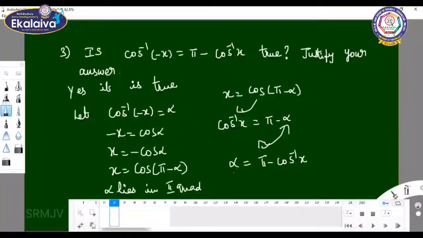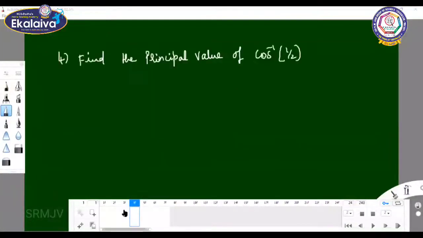What is alpha? From 1, cos inverse of minus x equals pi minus cos inverse of x. So we justify the answer. We move on to the next one. What is the next one?